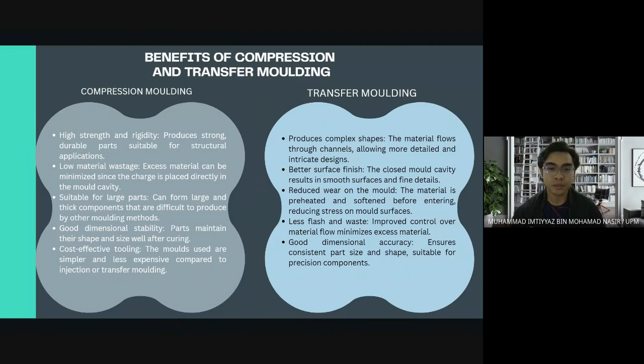So it reduces wear on the molds. Then also it has less flash and waste because we improve the control over material flow to minimize the excess material. And lastly, it has good dimensional accuracy. Next.